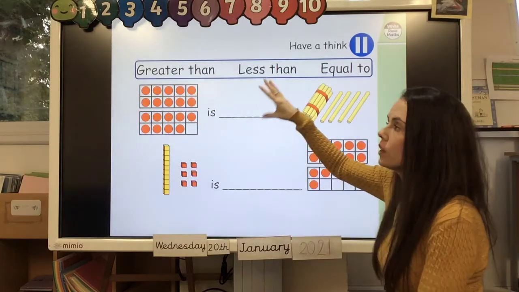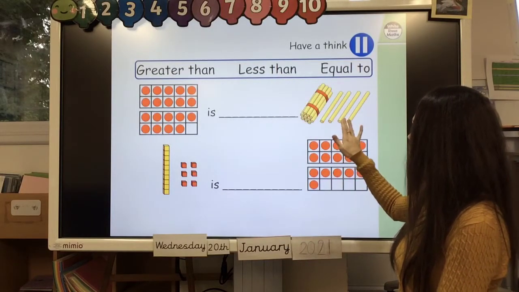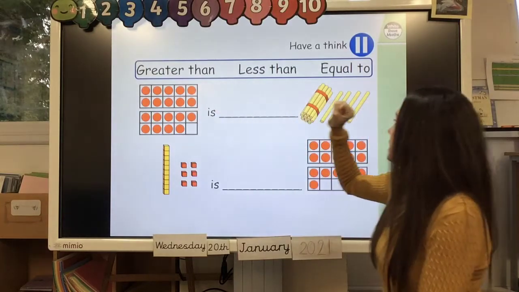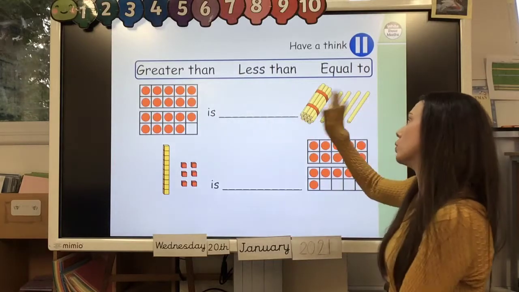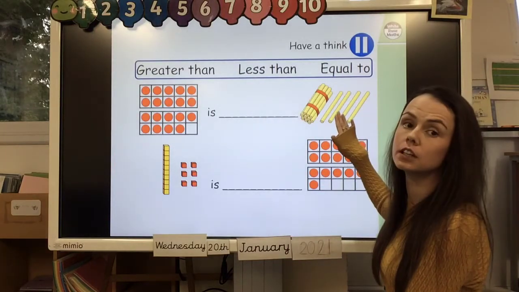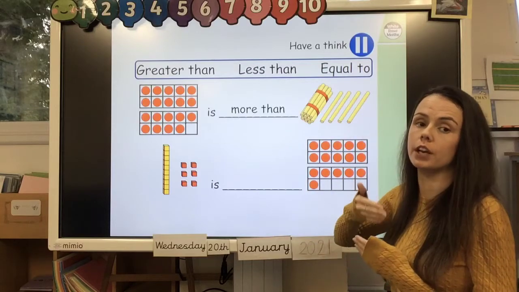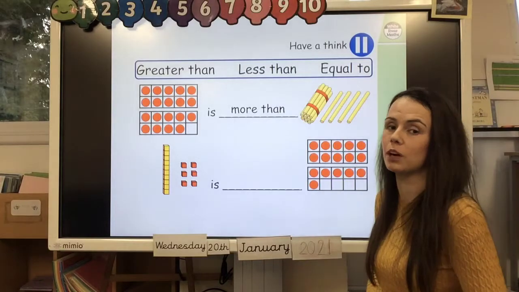19, is that more than, less than, or the same as 10, 11, 12, 13, 14? 19 and 14. 19, is it more than or less than 14? 19 is more than, isn't it, because it's higher up on the number line. So 19 is more than 14. Great work.